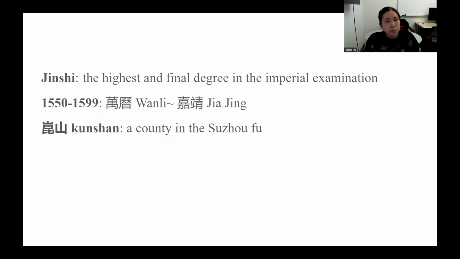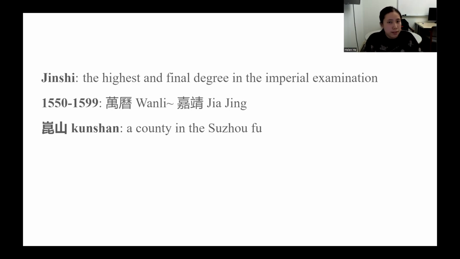And we're curious about this specific time period, 1550 to 1599. Those are the Wanli and Jiajing eras, the intersection of those two. It is a time period which marks the climax of a very, very mature bureaucratic system in Chinese history. And we're curious to know where all the talents came from in this very mature moment of bureaucratic history. And we're curious to learn about this specific region. Kunshan is a county in Suzhou in southern China.